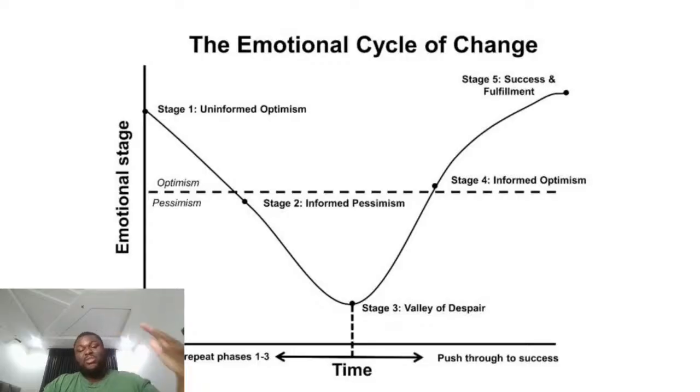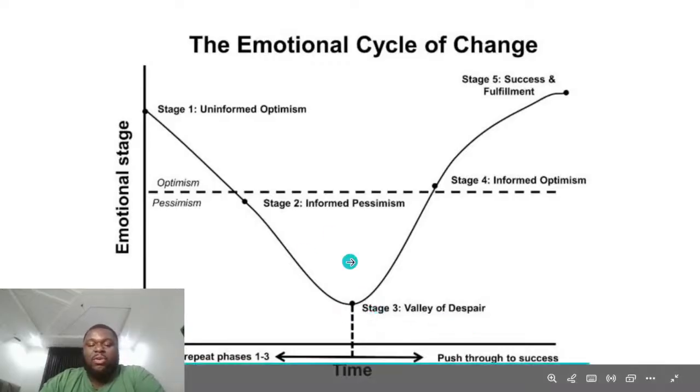Okay. That's stage 1. Then stage 2 is when you start to learn a bit more about the business and you now have more information and you realize, wow, this is actually going to be a lot of work. This is not going to be easy, right? And at that point, you start to feel like what we call informed pessimism, right? Because you become a bit pessimistic. You start thinking, can I do this? Is this going to work for me? And then you enter stage 3, which is what we call the valley of despair.